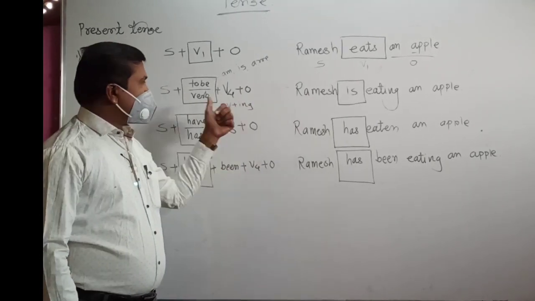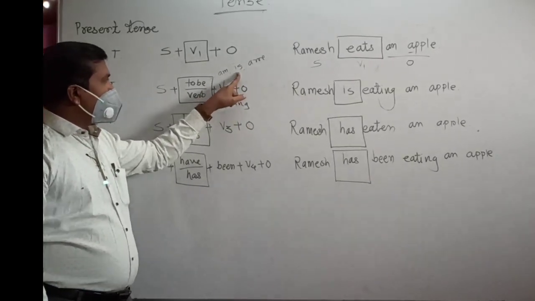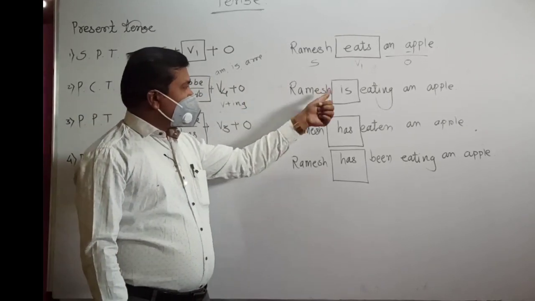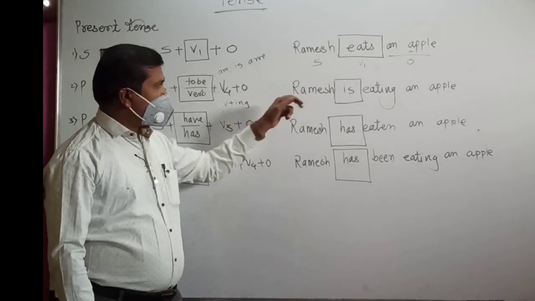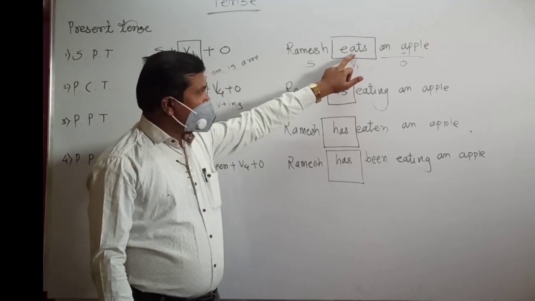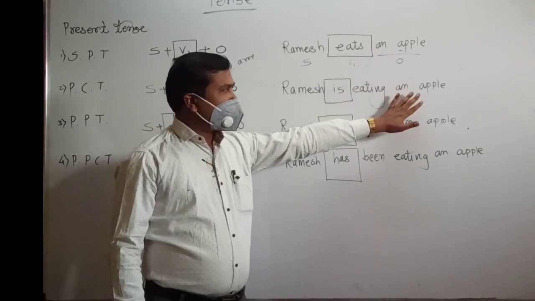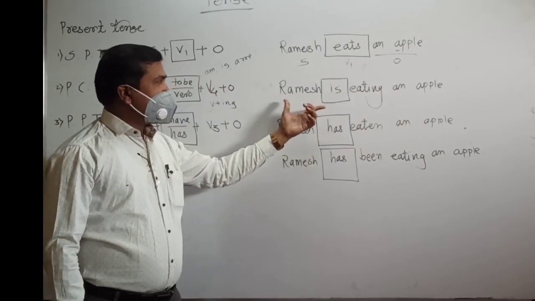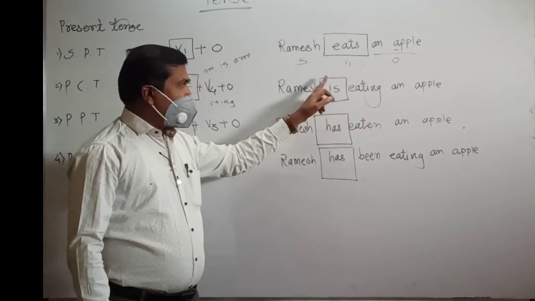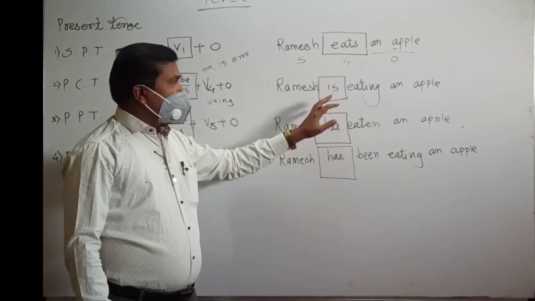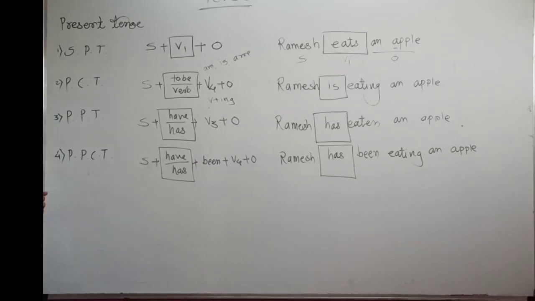See here, the subject is Ramesh, the auxiliary verb or helping verb for Ramesh is "is", the V4, V-ing, of the verb eat is eating, and the object is the same, an apple. That's why the sentence is Ramesh is eating an apple. I have drawn a box around this "is", and I will explain later why I have drawn it.